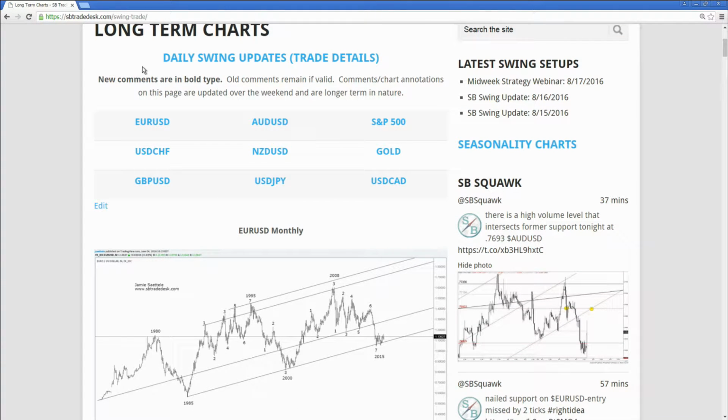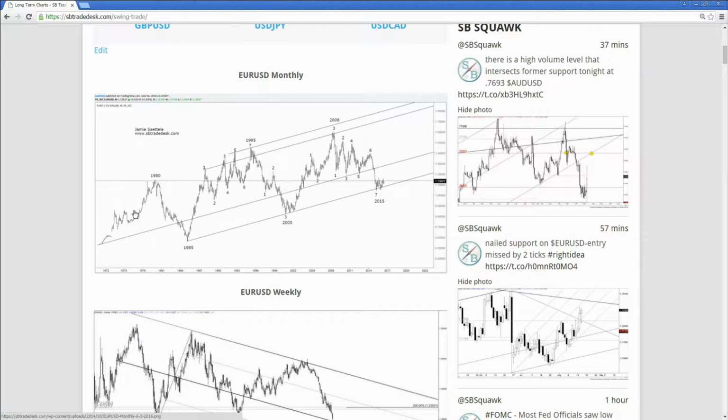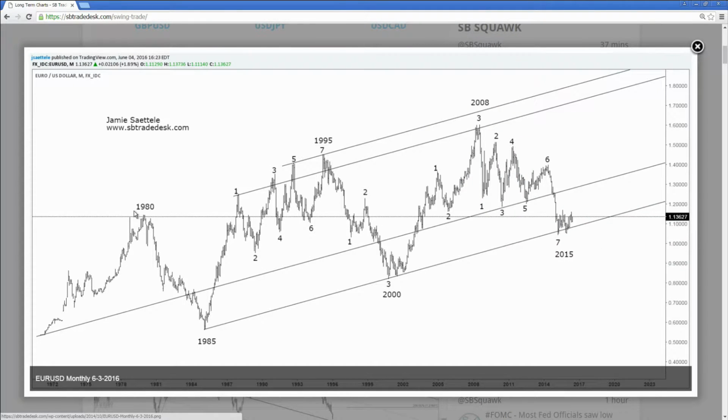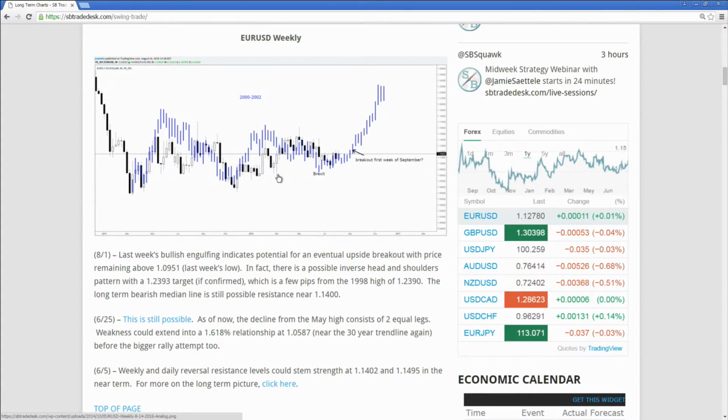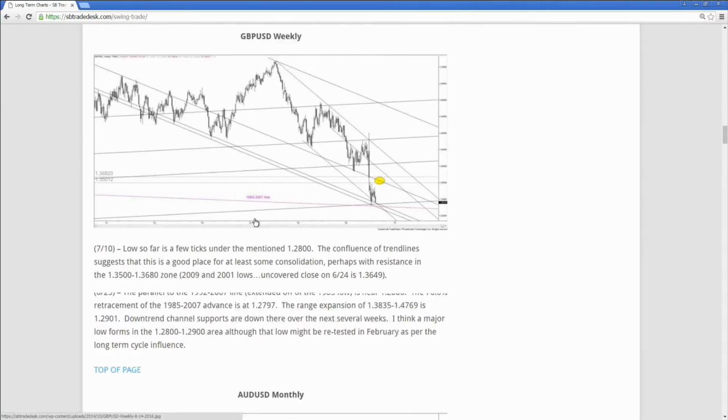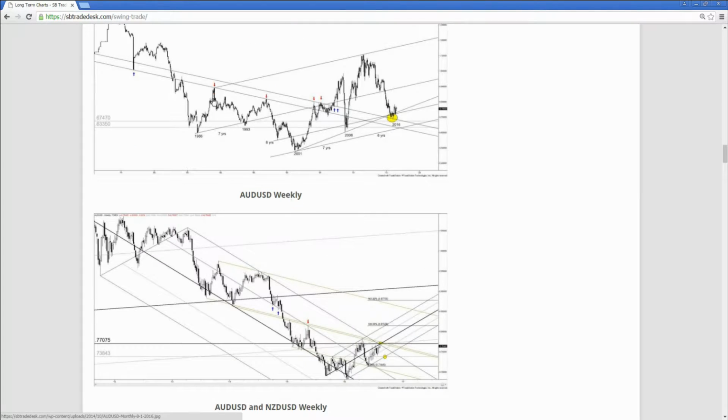So the long-term charts page, just like it sounds, is mostly monthly and weekly charts for G7 currencies, S&P 500, other major indices as well, when I have a view, and gold. You'll find long-term slope analysis, cycle analysis, wave counts, highlighted long-term price levels, analogs, and more on this page. Here's a Euro monthly chart, for example, 15-year cycles. Here's a euro dollar analog. Here's pound dollar long-term levels, Aussie dollar long-term levels.